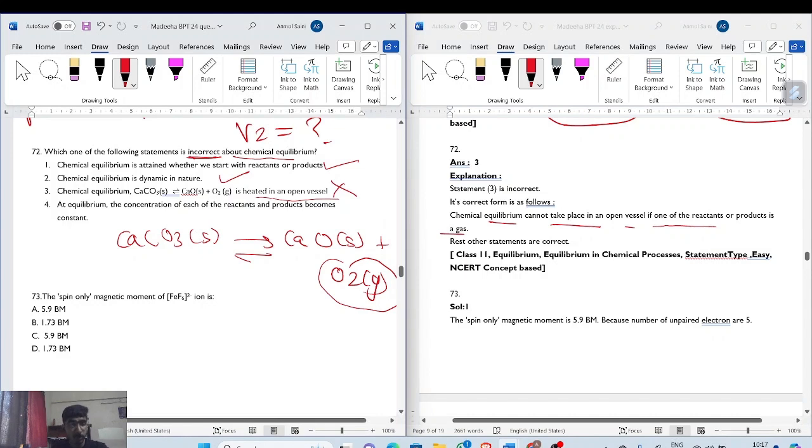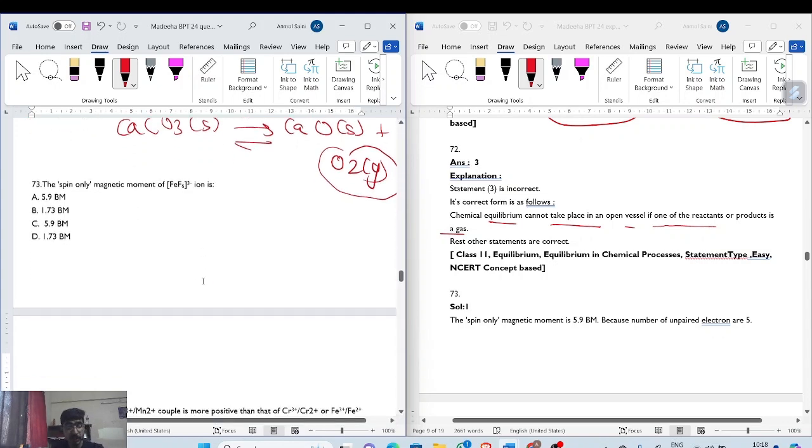Now option number 4: at equilibrium, the concentration of each of the reactant and product becomes constant. Yes, this is correct. After a certain period of time, when equilibrium is attained, the concentration of both reactant and product becomes constant. So the correct answer is option number 3.